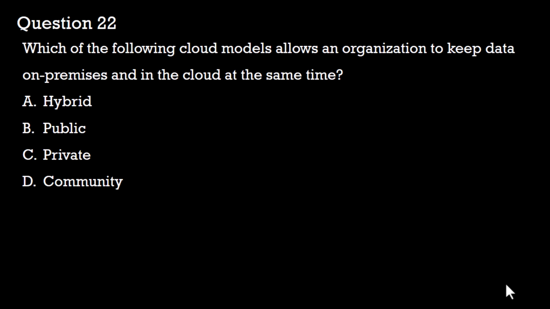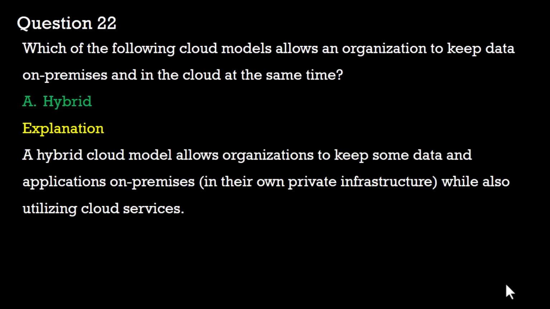Question 22. Which of the following cloud models allows an organization to keep data on premises and in the cloud at the same time? A. Hybrid. B. Public. C. Private. D. Community. We'll be going with option A here.